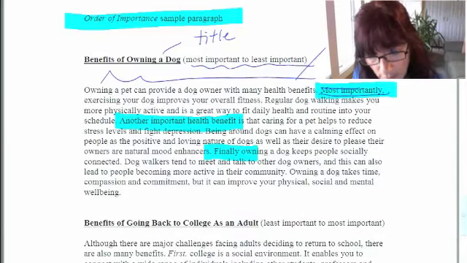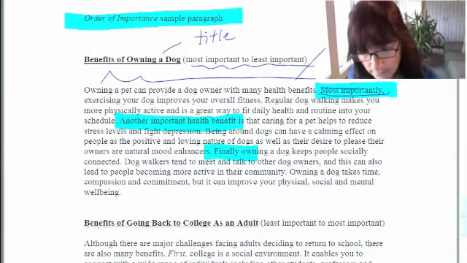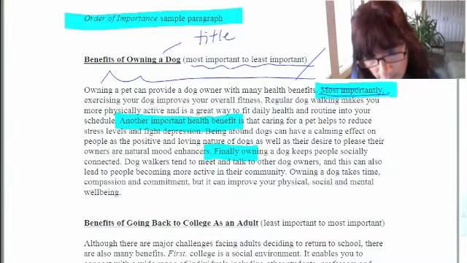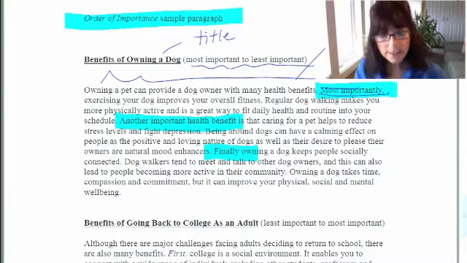That's a P, your topic sentence. Hard writing on here. Topic sentence. So in this opening sentence, it states what I'm proving, that owning a pet can provide a dog owner with many health benefits. So I got right to the point. It's only a paragraph. It can't be more than 12 sentences, so get to the point right away.